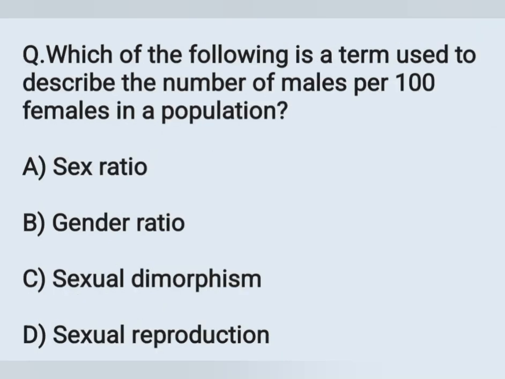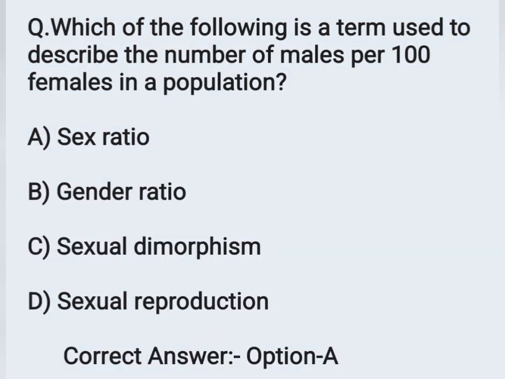And the next question is, which of the following is a term used to describe the number of males per 100 females in a population? Options: option A, sex ratio. Option B, gender ratio. Option C, sexual dimorphism. Option D, sexual reproduction. The number of males per 100 females in a population is known as sex ratio. Option A is the correct answer.